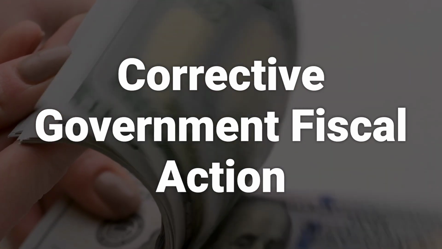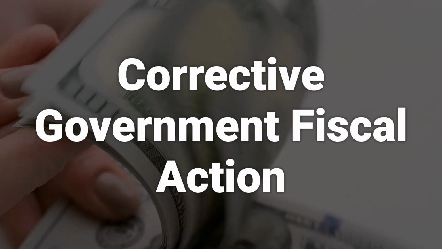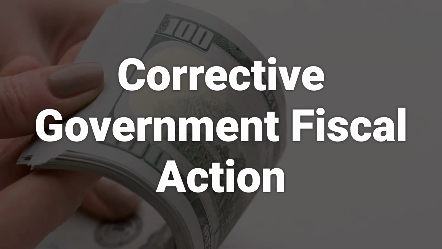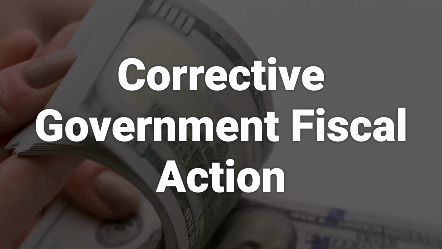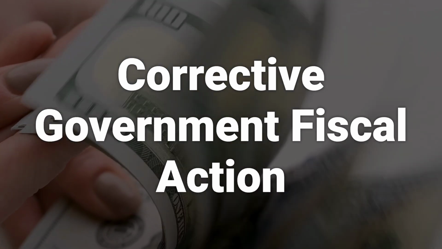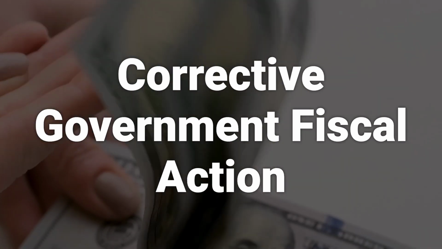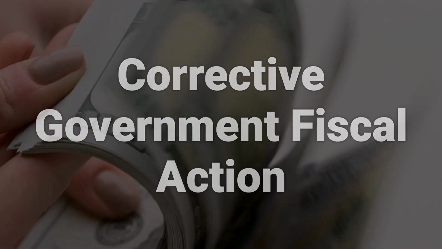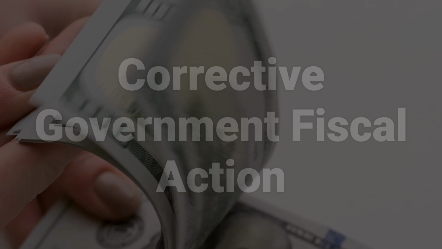When private sector spending decreases, the government can spend more and/or tax less to increase demand. Conversely, when the private sector is overly optimistic and spends too much, the government can spend less and/or tax more to reduce demand. This is what we call expansionary or contractionary fiscal policies, respectively.